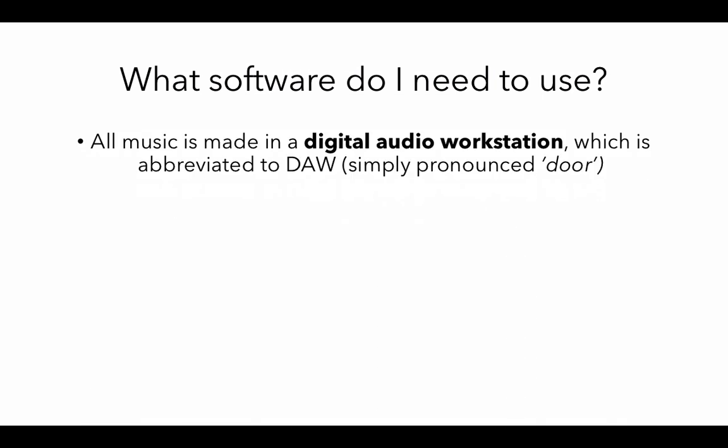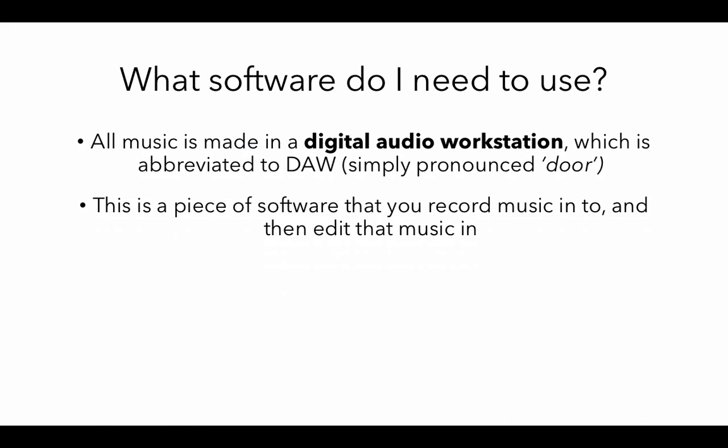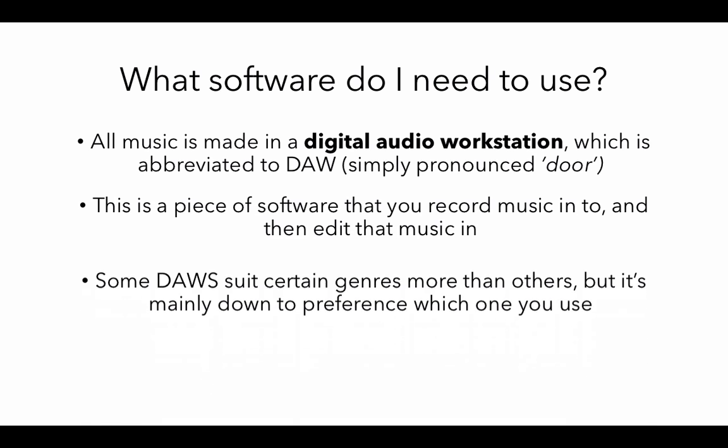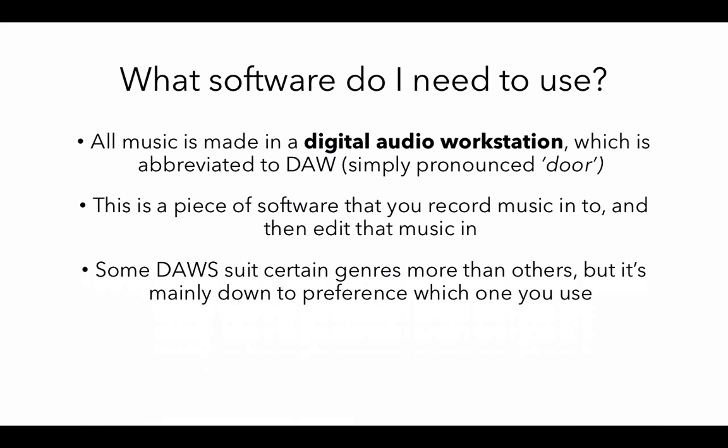So what software is it that you're actually going to be using to make this music? Well, all music is made in a digital audio workstation, which is abbreviated to DAW, or simply said as DAW. Now what this is, it's a piece of software that you can record music into and then edit that music in. Now they do get a little bit more complex than that, they have a lot more features, but that's the basic gist of what you're going to be doing inside this software. Now some DAWs suit certain genres more than others, but it's mainly down to preference, the one that you decide to stick to and use.